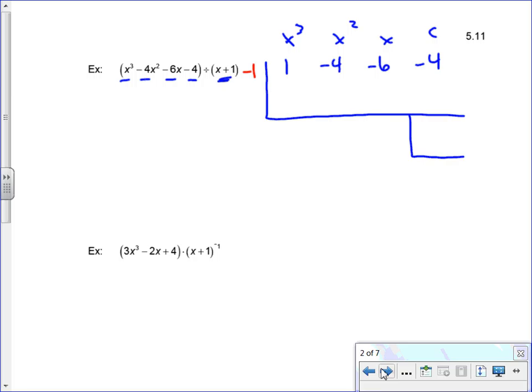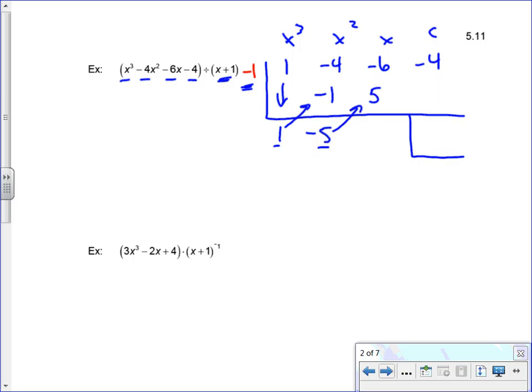Bring down the first number. Bring it down. It's a 1. Multiply -1 times 1. Put it right here, -1. It kind of goes this way. That's multiplying. Then you add. Okay, -4 plus -1 is -5. And you multiply again. -1 times -5, and that goes right here, +5.